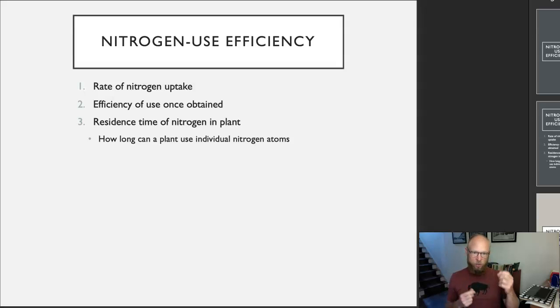So you can almost think about, once an individual atom of nitrogen gets into the plant, how long does it stay in the plant and get reused? Because it's not just used once and discarded. It can be reallocated to different types of jobs, or it can be reused over and over for the same job. And so it can stay in the plant and be useful for a long period of time. So we're going to talk a little bit about these three things.